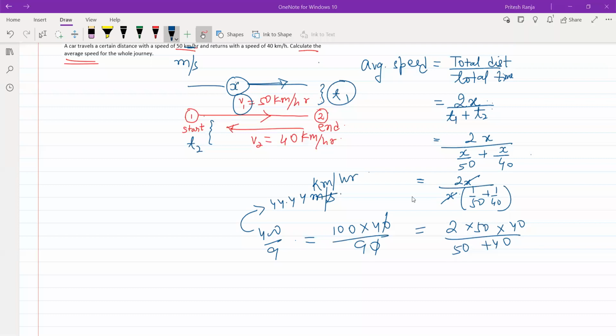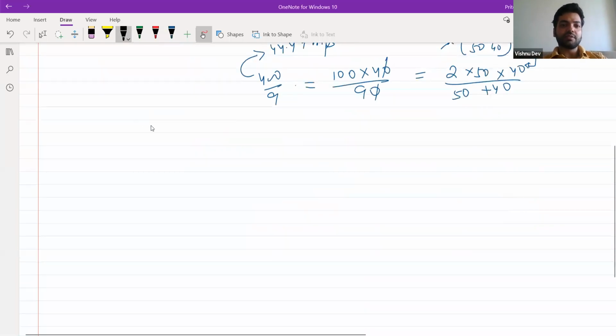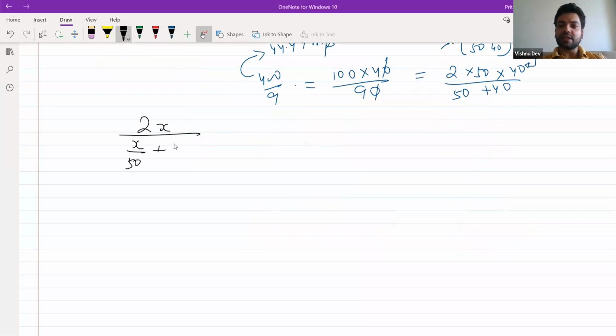Okay. So what I did, I just jumped a step. Let us look here: 2x by x by 50 plus x by 40. So what I did, first I took x as common here, and I got 1 by 50 plus 1 by 40. And then I just tried to add this.